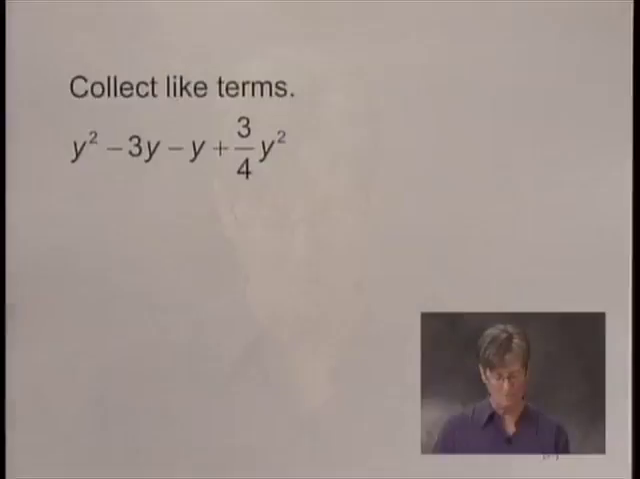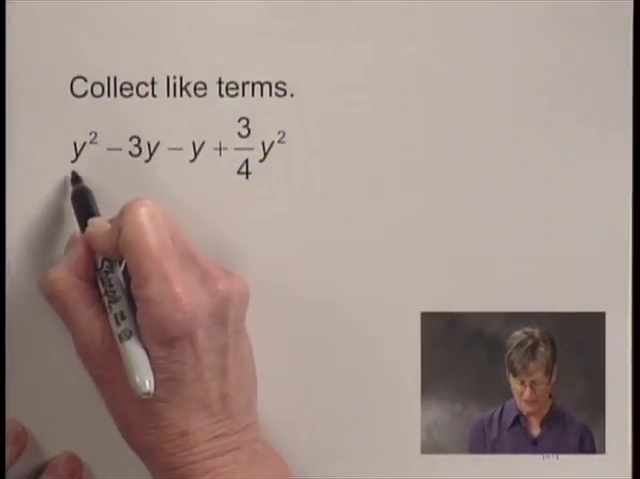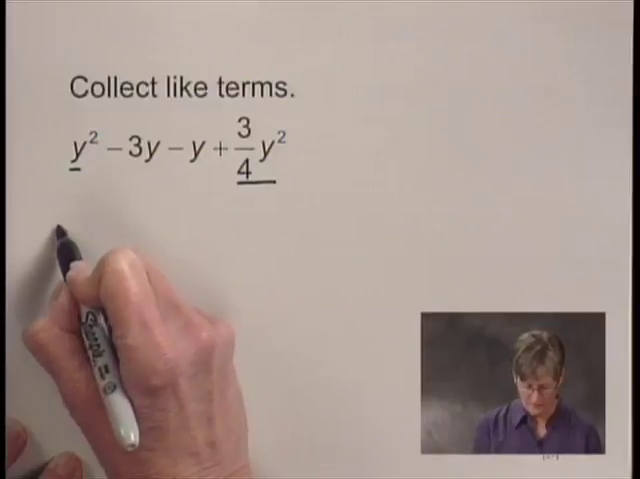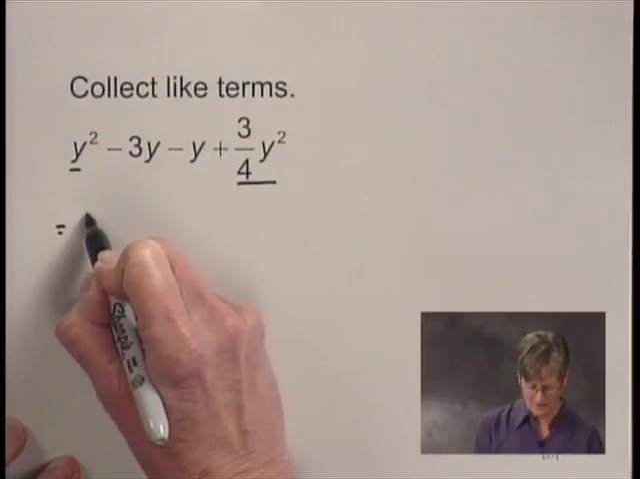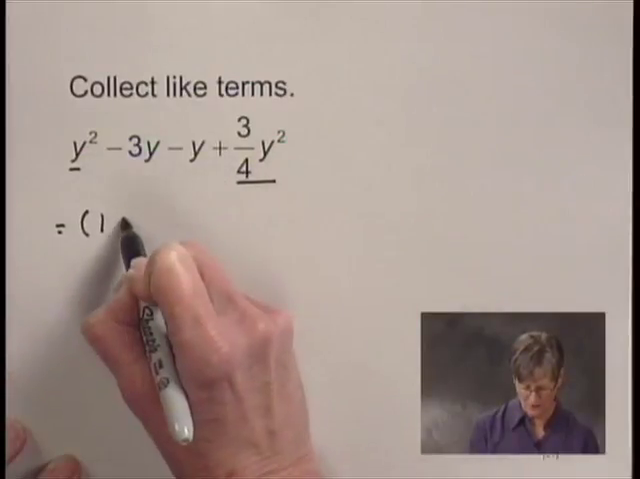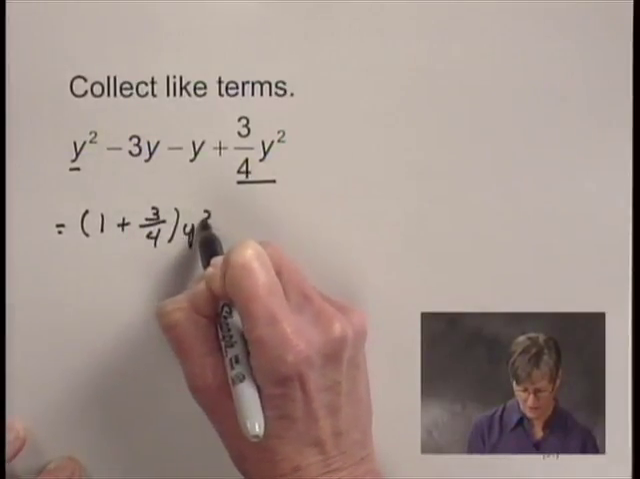We're going to collect like terms in the expression y squared minus 3y minus y plus 3/4 y squared. So let's identify the like terms. We have a y squared term here and we have a y squared term here. So I can write this as the coefficient of this term, which is 1, plus the coefficient of this term, which is 3/4 times y squared.